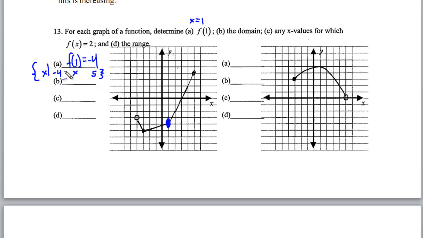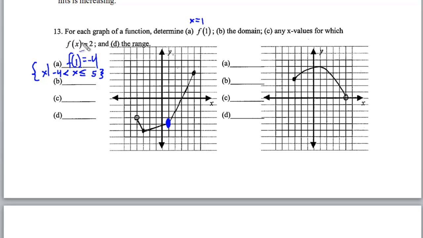Okay, so here's another part. This is an open circle, so that's going to be a less than symbol because x is actually not going to get to -4. But this is going to be less than or equal to because it's going to actually get to the 5.